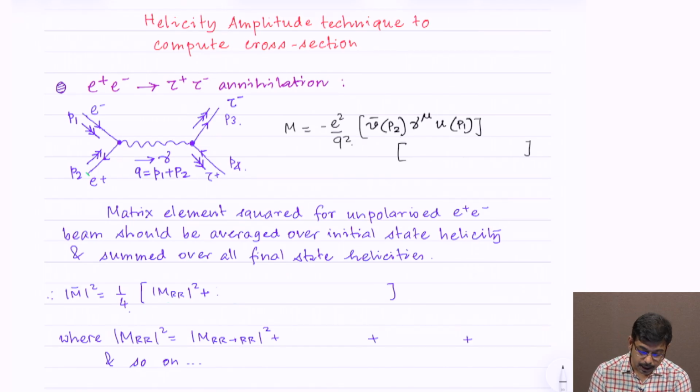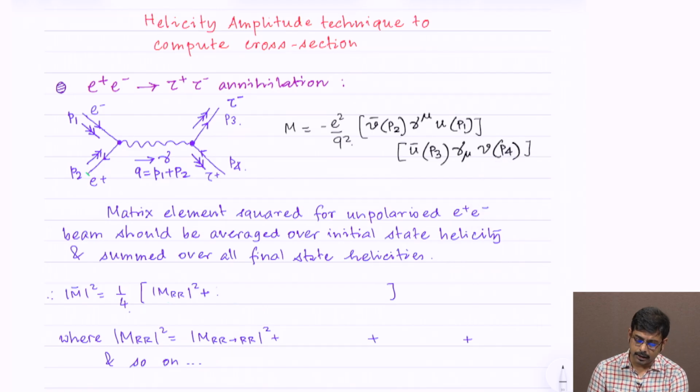And what about the tau current? You have a final state particle, a particle creation, which will be defined by a spinor like u bar of P3, and we will have a gamma mu coming from the QED vertex, and we have a final state antiparticle which will be defined by the spinor v of P4, correct.